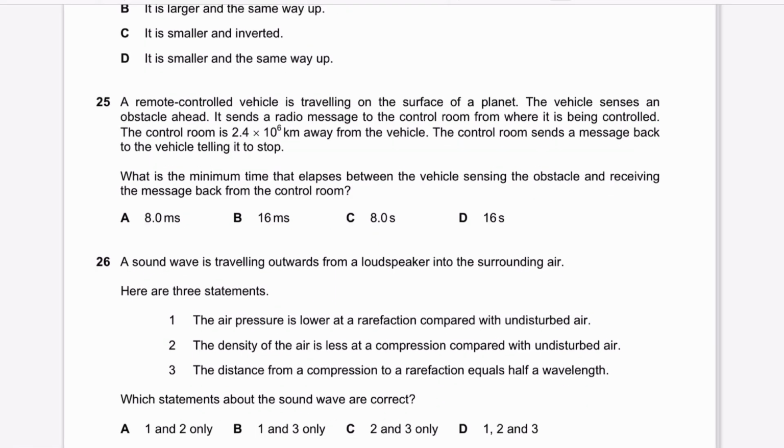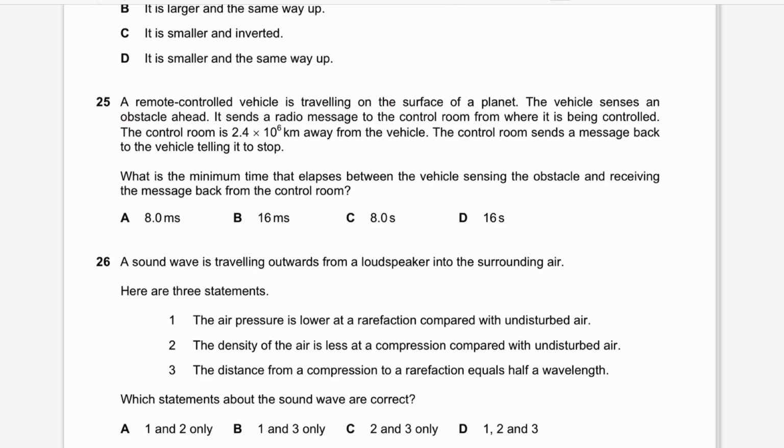25. A remote control vehicle is traveling on the surface of a planet. The vehicle senses an obstacle ahead. It sends a radio message to the control room from where it is being controlled. The control room is 2.4 into 10 to the power 6 kilometers away from the vehicle. The control room sends a message back to the vehicle telling it to stop.